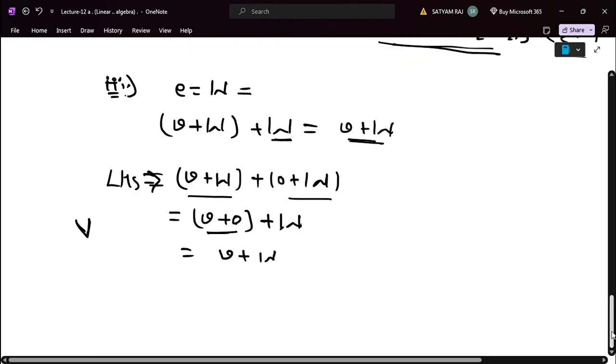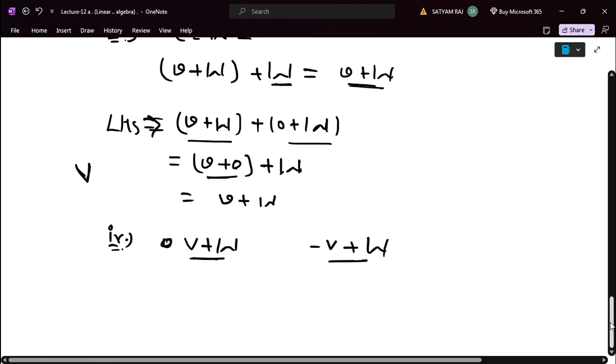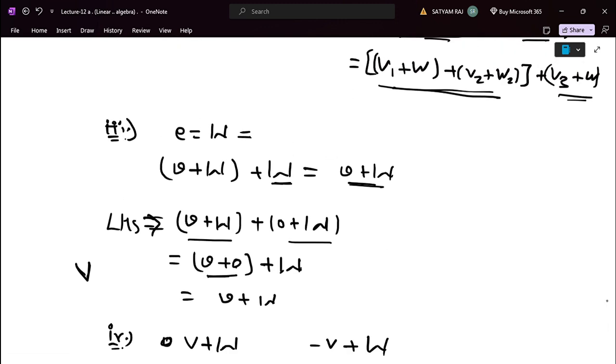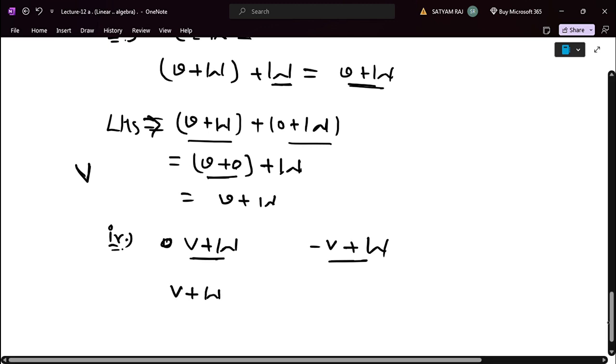W is an identity element. Now we should have an inverse. Okay, so take any element V plus W and take minus V plus W. We can easily show that this element is the inverse of this element. Okay, so both are inverses of each other. So if we add them, we should get the identity element. If we add this element and this element, what is the identity element? The identity element is W. So we should get W only. So if we add V plus W, this is an arbitrary element of capital V by W.